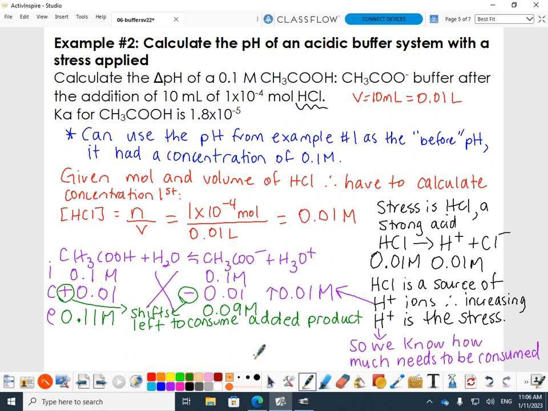After the stress has been added, the concentration has been changed, and we need to recalculate pH. Buffers are unique because you know how much you want to use up. We're simplifying the ice table because when we use the Henderson-Hasselbalch equation, we are only worried about the concentration of the anion and the acid. You can do this using a full ice table, using the Ka value, writing the equilibrium law. You can definitely do that. It's just more work.